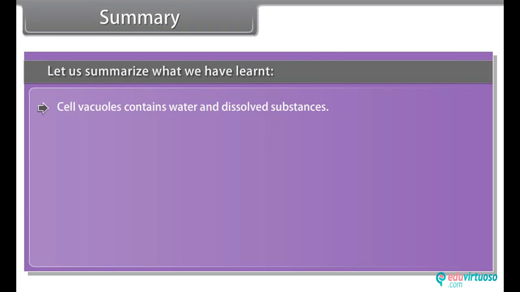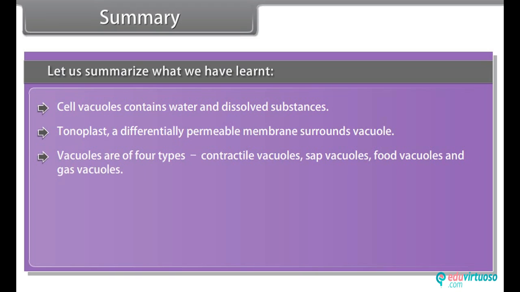Cell vacuoles contain water and dissolved substances. Tonoplast, a differentially permeable membrane, surrounds the vacuole. Vacuoles are of four types: contractile vacuoles, sap vacuoles, food vacuoles, and gas vacuoles.